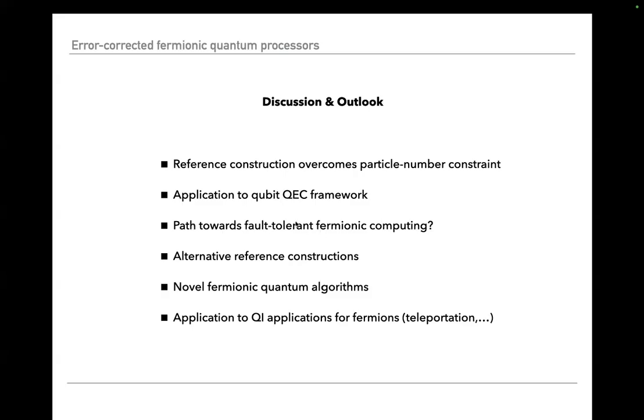And I think one of the big questions is, while I showed you the simple example for an easy case of correcting a phase error, there are more complicated and bigger questions on a path towards a full fault-tolerant fermionic quantum processor. And here we're just at the beginning of figuring out how this can be extended. I also showed you one of these reference constructions. In principle, there's a multitude of things you could do, and I think it would be interesting to also think about different hardware implementations of actually doing this.